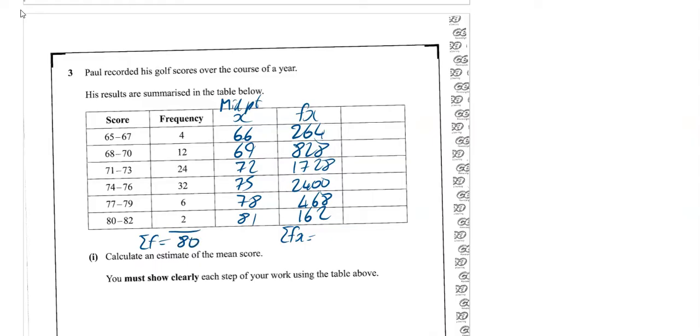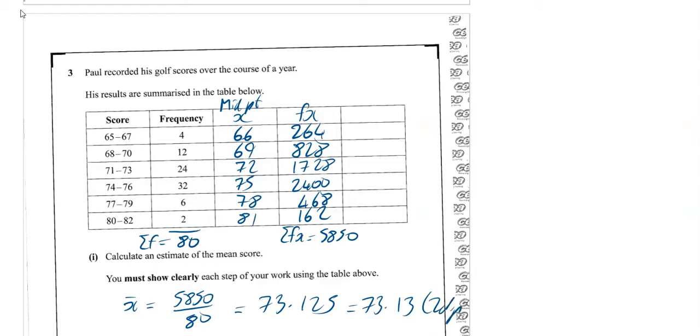Next one, your fx column is 264 plus 828 plus 1,724 plus 2,400 plus 468 plus 162. Press equals, is 5850. And then your mean x bar is equal to 5850 divided by 80. And when I have done that, I have got 73.125, which is equal to 73.13, and again that's 2 decimal places.